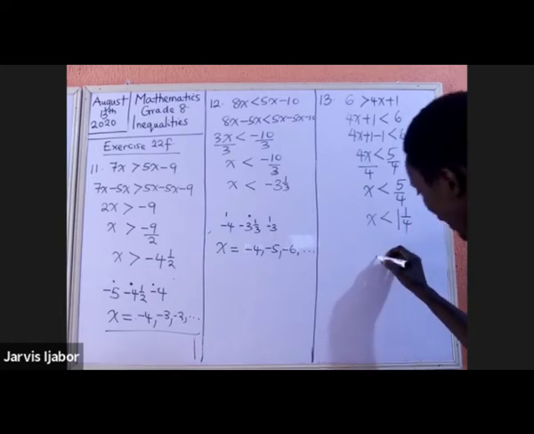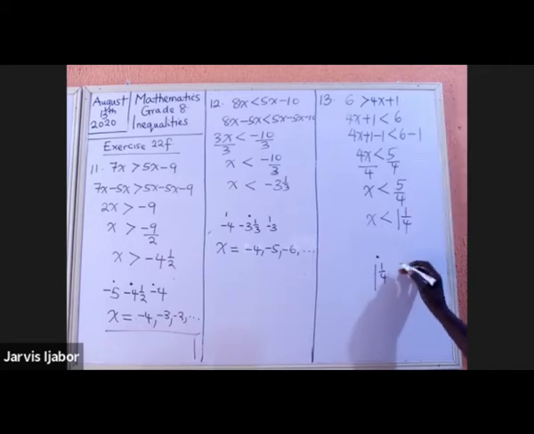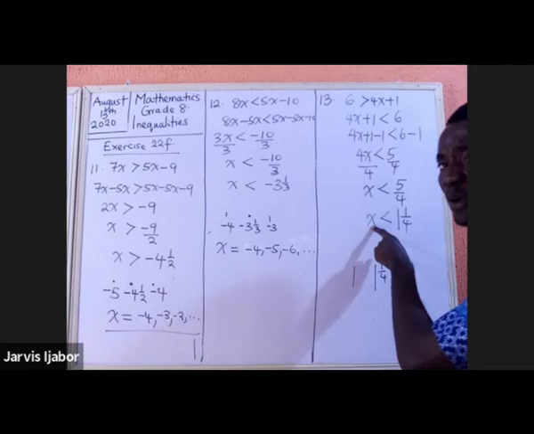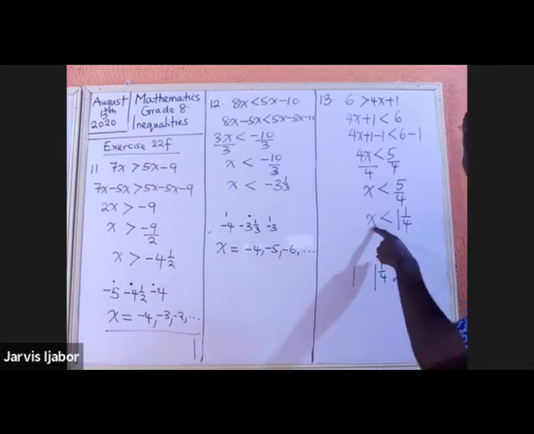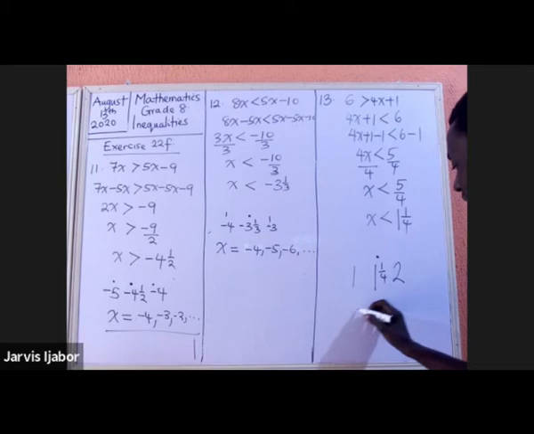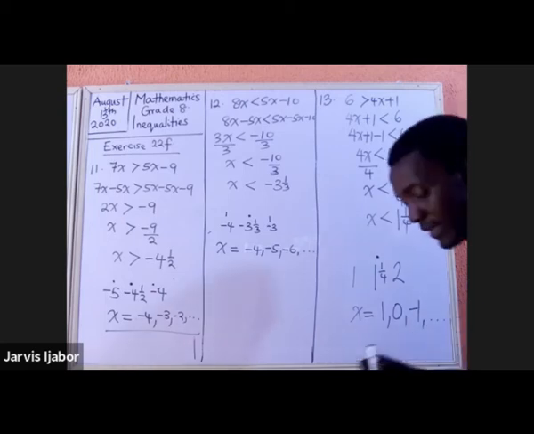So I'll come here, I'll put my dot at 1 and 1 over 4. If I go in this direction, I'll get 2. If I go back, I'll get 1. But remember, they said we should find x less than what? x should be less than 1 and a quarter. So that would mean that x will be equal to 1, 0, negative 1, dot, dot, dot. Right?